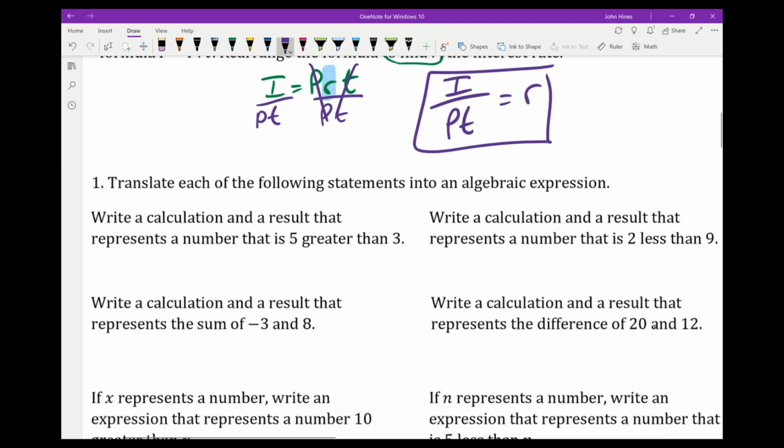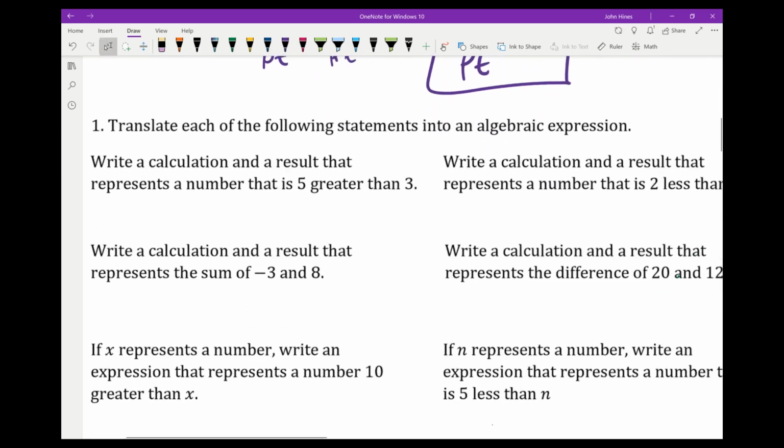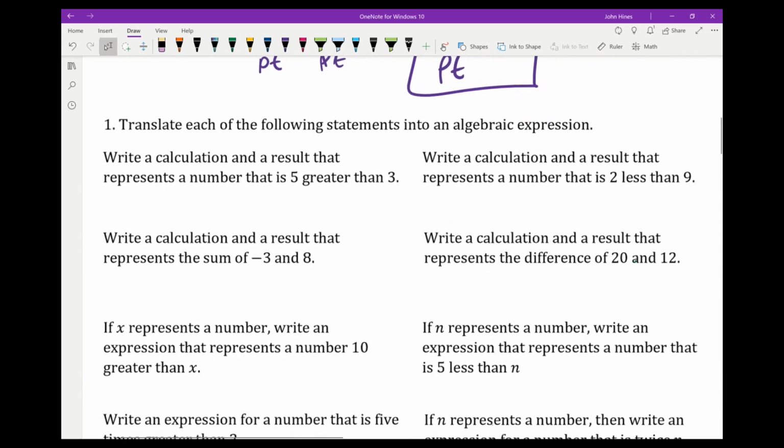So let's get to it. Let's get to translating here. So I want you to write me a calculation and a result that represents a number that is 5 greater than 3. So 5 greater than 3. So notice I'm starting with 3, and greater than seems like an addition operation. So this looks like 3 plus 5. I'm at 3, and I want 5 more than that.